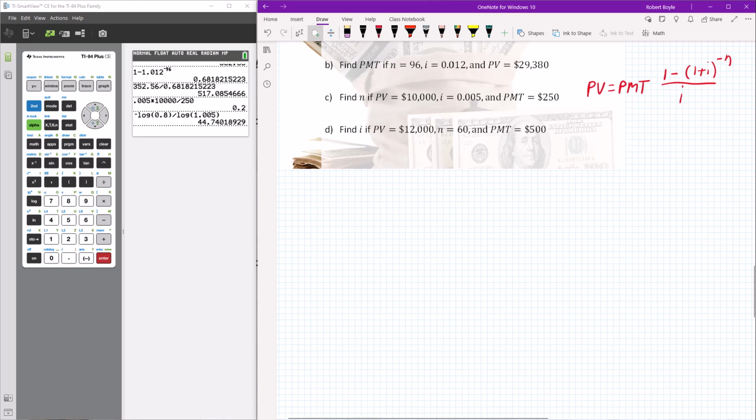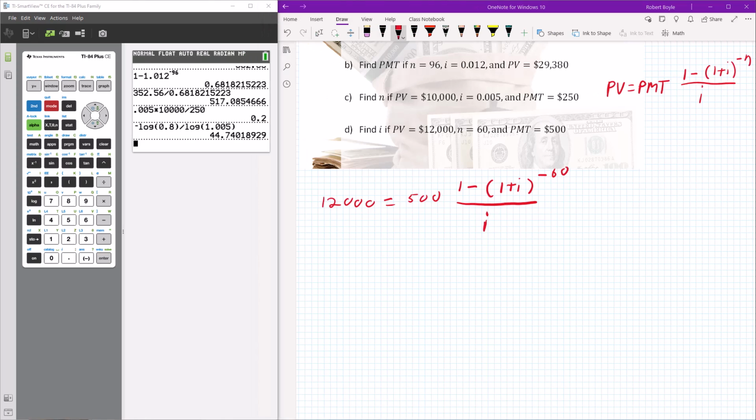So let's go ahead and do the substitutions. We have that the present value is $12,000. That's going to be equal to the payment, which is $500, times 1 minus the quantity 1 plus I, raised to the negative 60, divided by I. Now there is no analytical way to actually isolate I by itself, so we're going to have to use a numerical technique to solve this.